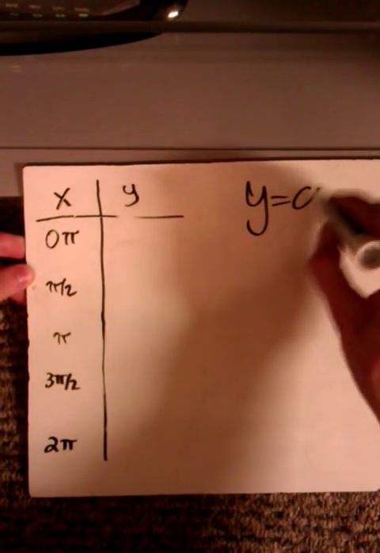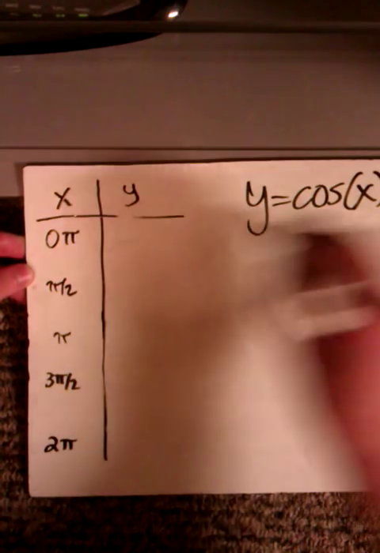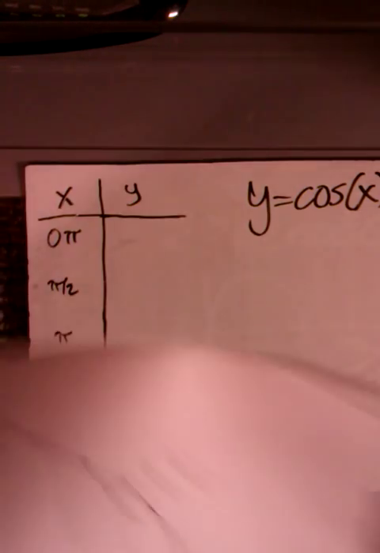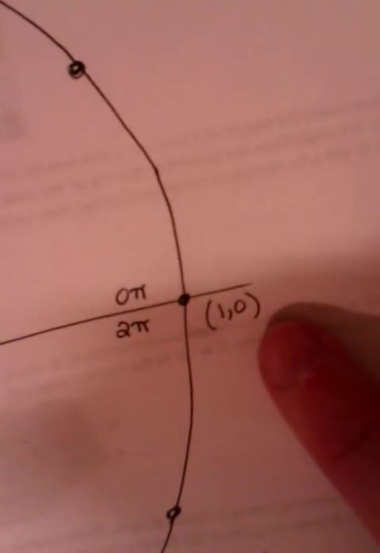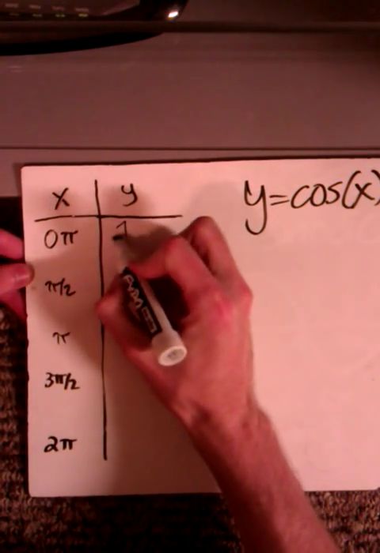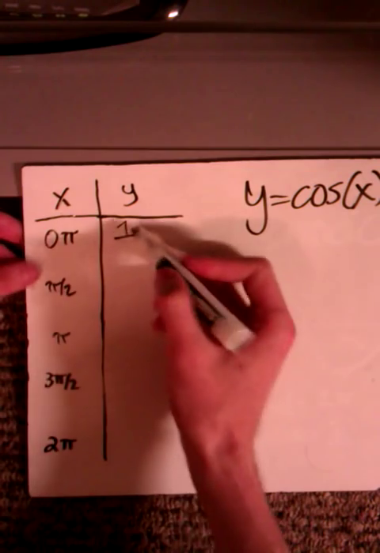So I'm going to use the same little table here. So remember, cosine we saw is represented by the x values. So where sine was the y values around the unit circle, cosine is the x values. So for example, if I'm looking at 0 pi here, the x value there is 1. So I put down that the cosine of 0 pi would be 1.